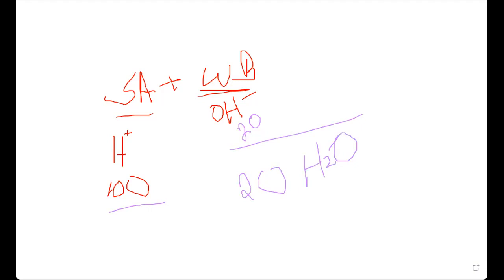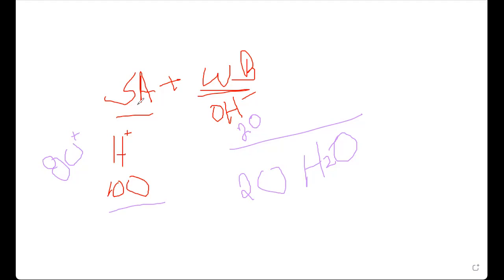And what about H positive ion? Only 20 H positive ions have been converted into water, but still there are 80 H positive ions. Why? Because you have used a stronger acid that has given you a lot of H positive ions, but on the other hand, you are using a weak base that is giving you very few OH negative ions.